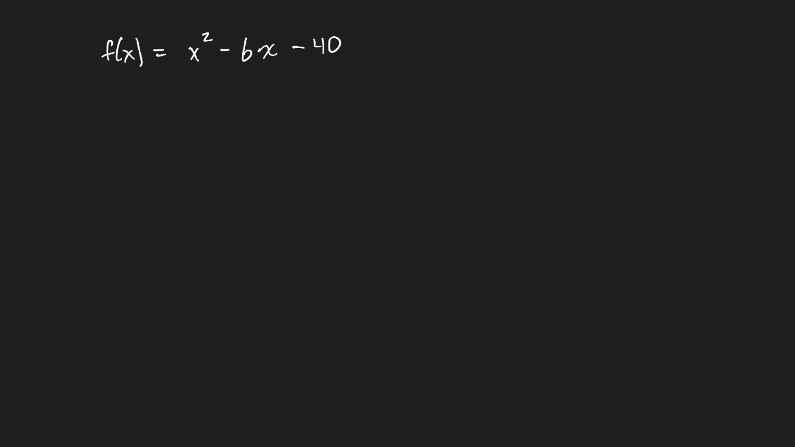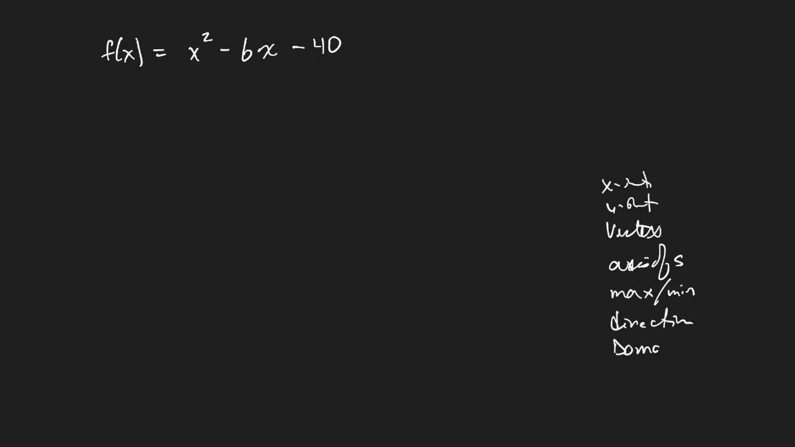Okay, so here's a question, a quadratic function, and I want to get some characteristics of it. So say I want to get, let's get x-intercepts, y-intercepts, let's get a vertex, let's get an axis of symmetry, let's get a maximum or a minimum value. Let's get a direction of opening, and let's determine the domain of the function and the range.